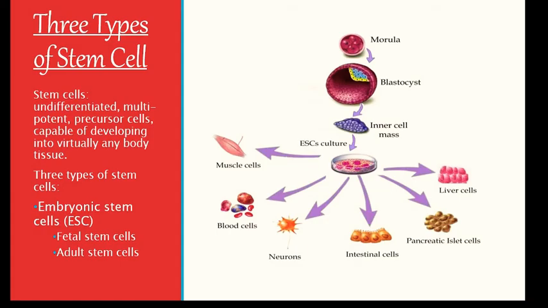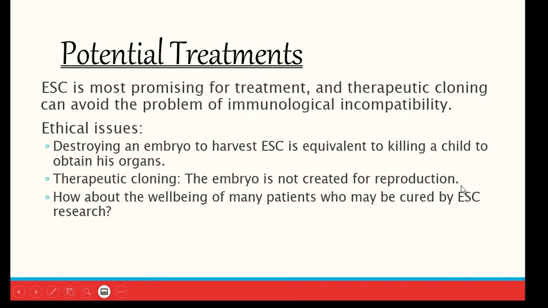Stem cell research. There are three types of stem cells. Stem cells are basically undifferentiated, multipotent precursor cells which are capable of developing into virtually any body tissue. The three types are embryonic stem cells, ESC, fetal stem cells, and adult stem cells. You can see that the morula is converted into a blastocyst, while the inner cell mass and ESC culture convert into muscle cells, blood cells, neurons, intestinal cells, pancreatic islet cells, and liver cells. Potential treatments: embryonic stem cells are most promising for treatment, and therapeutic cloning can avoid the problem of immunological incompatibility.